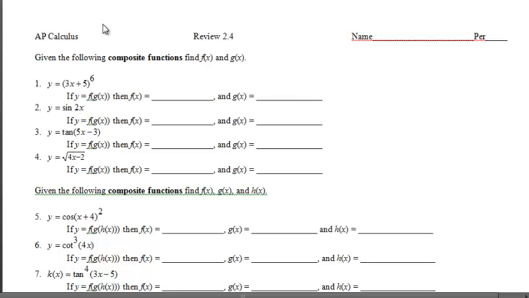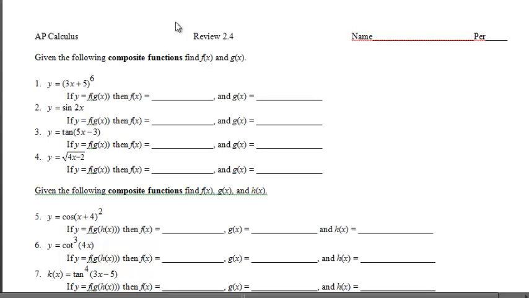So this worksheet is going to help us understand why the chain rule works the way it works. Okay, we're going to be finding derivatives using the chain rule. That's going to be our new differentiation rule. But in order to find derivatives of composite functions, we need to revisit composite functions.